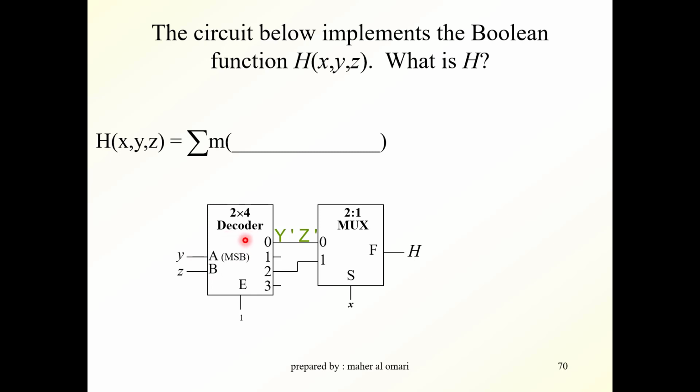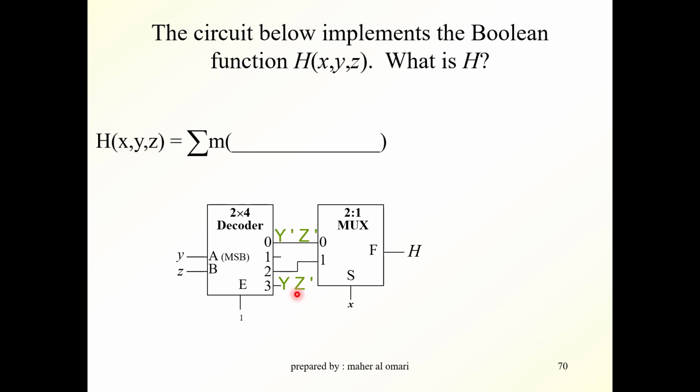Okay, this is a decoder. What is the output here? You remember the equation for the decoder. The output here is S0 bar, S1 bar. These are the select lines. So the output here will be Y bar, Z bar. Notice that Y is the most significant, replacing S1, and Z is replacing S0. What will be the output here?